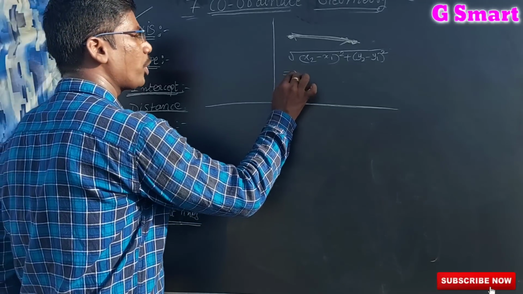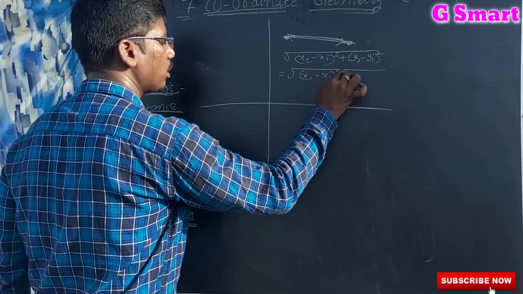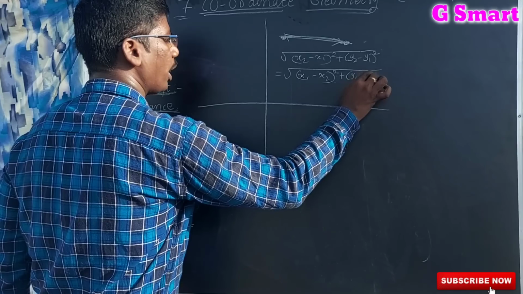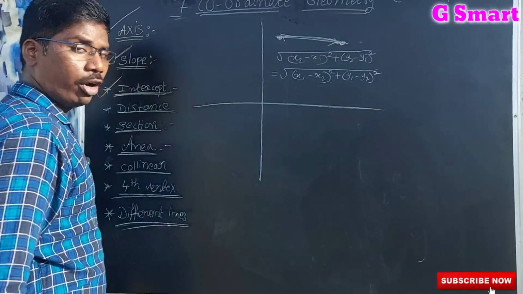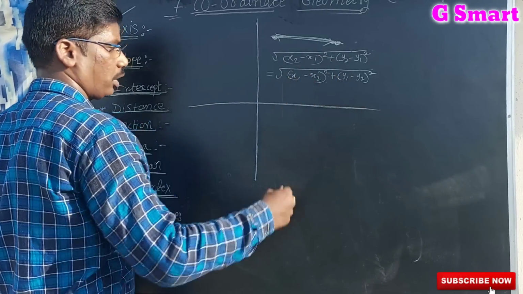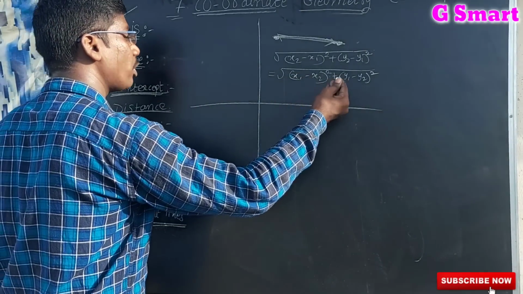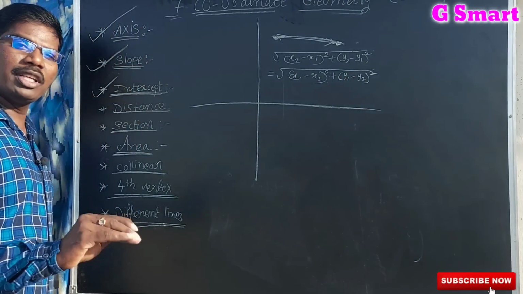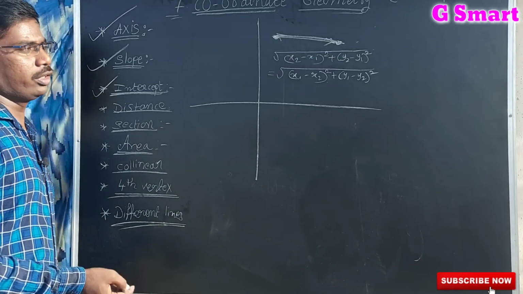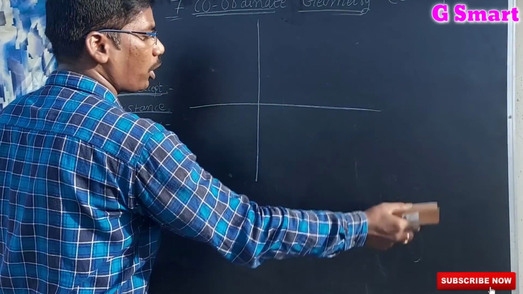The same formula we can write like this also: root over (x1 minus x2) whole square plus (y1 minus y2) whole square. Or root over (x2 minus x1) whole square plus (y1 minus y2) whole square, because (a minus b) whole square is equal to (b minus a) whole square. That is one.